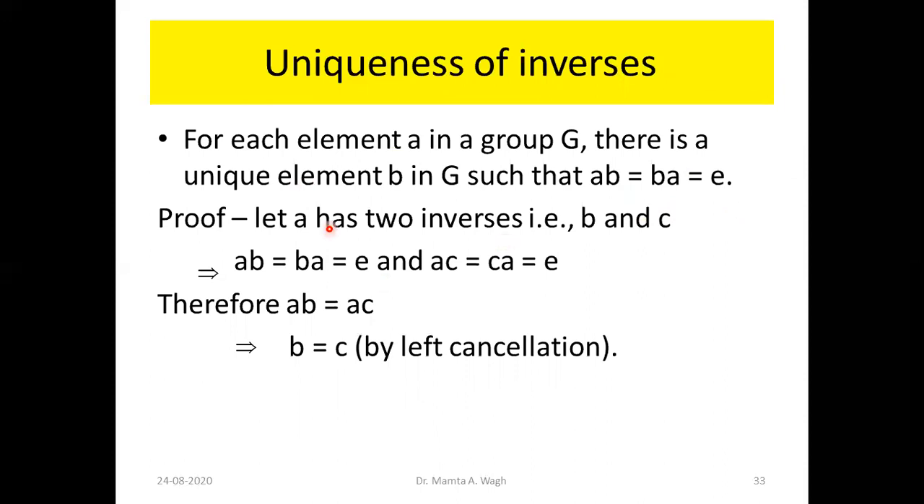So suppose that an element A has two inverses B and C. So if B is inverse of A, that means AB is equal to BA is equal to identity. And if C is also the inverse of A, that means AC is equal to CA is equal to identity. So from here, you can write AB is equal to AC because both are equal to E. Then by left cancellation, which we have just proved, A can be cancelled and you will get B is equal to C. So what is your B and C? B and C were the inverses of A, and here you have shown that B is equal to C. That means A has a unique inverse. So uniqueness is proved here.